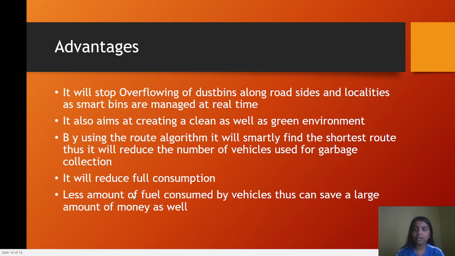Let me look over the advantages. It will stop overflowing of dustbins along roadsides and localities as smart bins are managed in real time. It also aims at creating a clean as well as green environment. By using the route algorithm, it will smartly find the shortest route, thus reducing the number of vehicles used for garbage collection. It will reduce fuel consumption. Less fuel consumed by vehicles can save a large amount of money as well. These are the advantages.